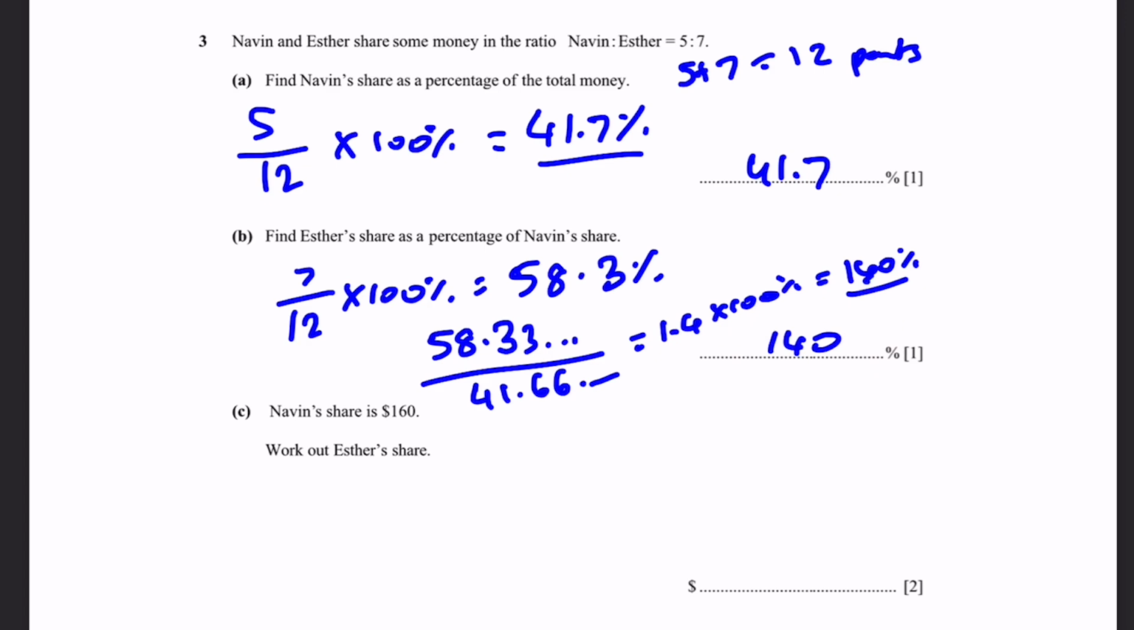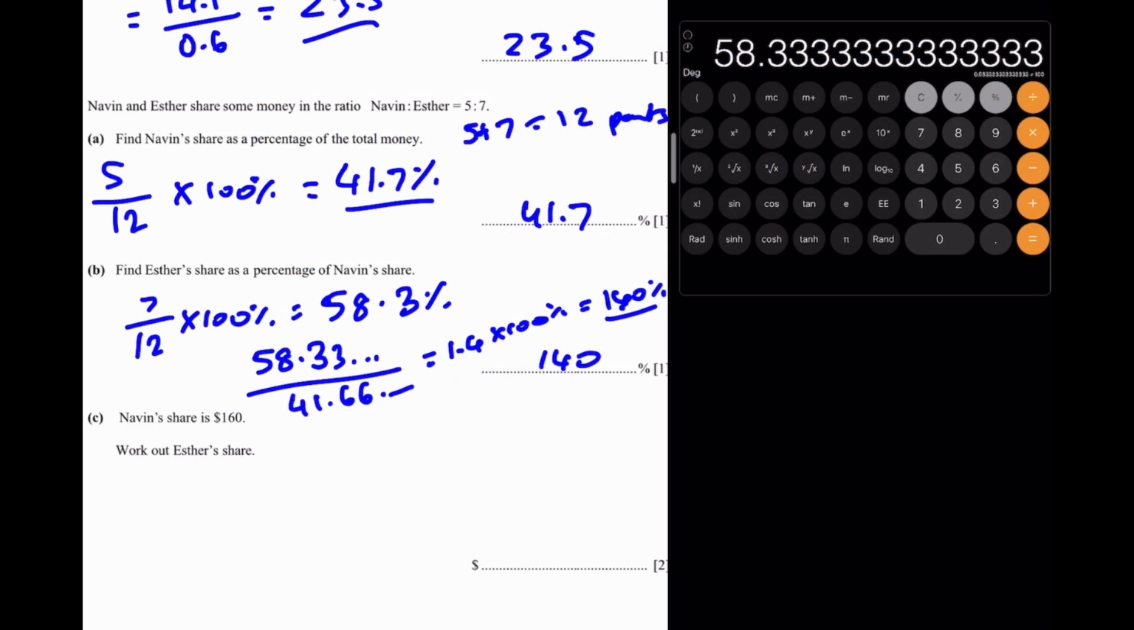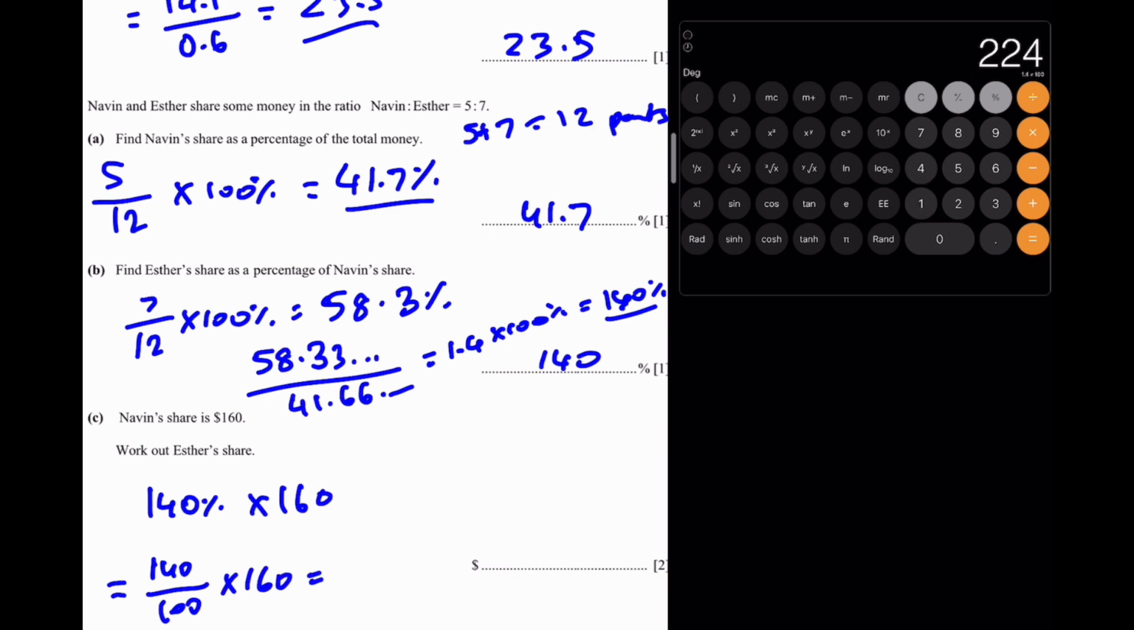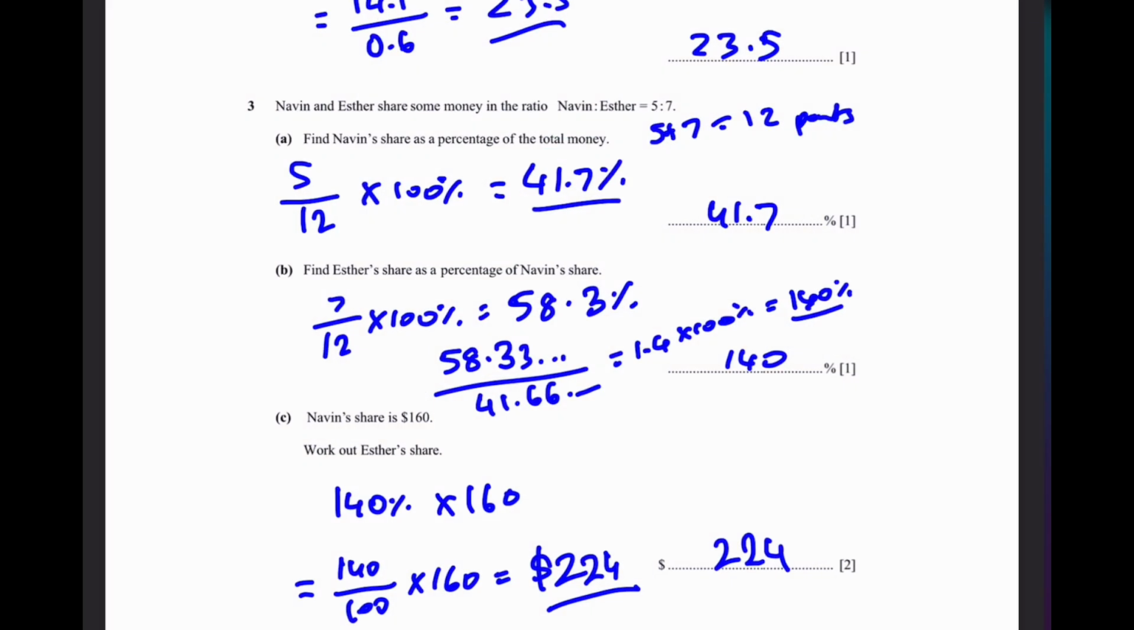Let's go to part C. Part C, Naveen's share is $160. Work out Esther's share. Well, we know Esther's share is 140% of Naveen's share. So 140% times 160 is just 140 over 100 times 160. And doing that, we get $224. That's our answer. Now we can go to question 4.